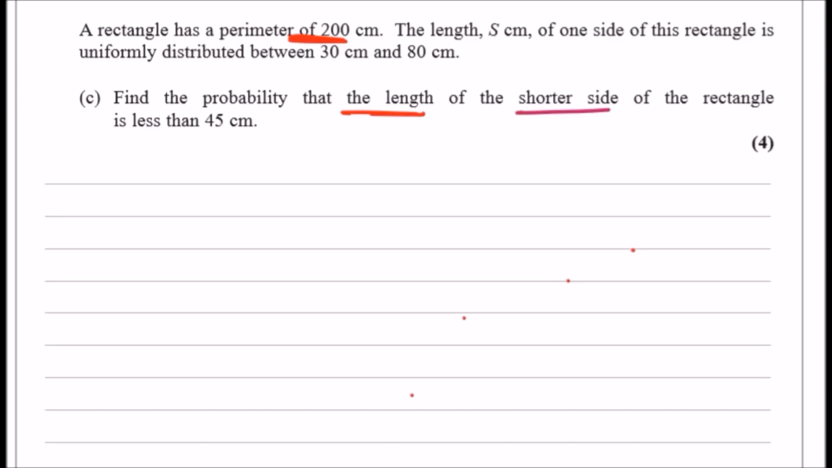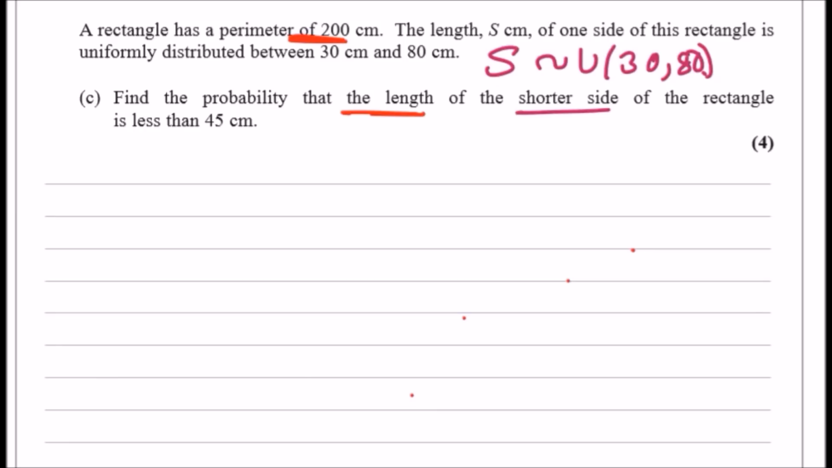Okay, final question of number 4. A rectangle has a perimeter of 200 centimeters. The length s centimeters on one side of this rectangle is uniformly distributed between 30 and 80. Okay, let's just take a note of that. We can say, oops, not x, we can say that s is uniformly distributed between 30 and 80. Now, find the probability that the length of the shorter side of the rectangle is less than 45.